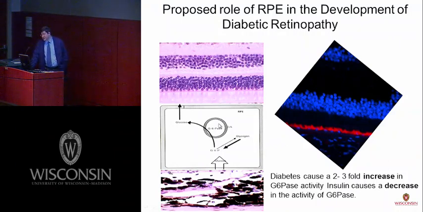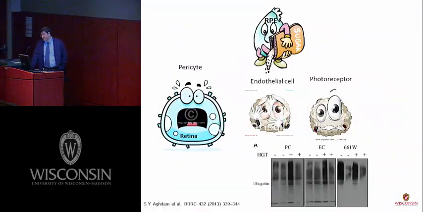We already know that in the diabetic patient we have a 2 or 3-fold increased activity of glucose-6-phosphatase, and also insulin has an inhibitory effect on this enzyme. So the basic idea is that in the early phase of diabetic retinopathy, we have RPE hyperfunction due to hyperactivity of this enzyme, and this RPE fluxes a high dose of glucose to the retinal tissue.